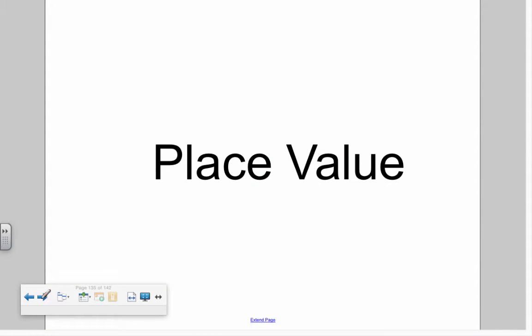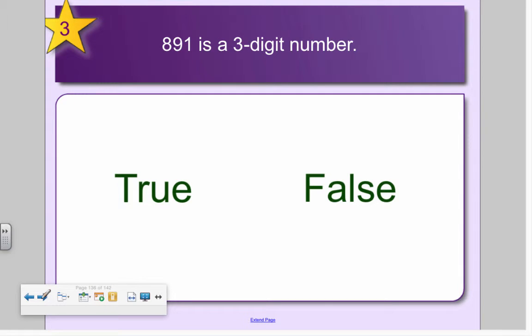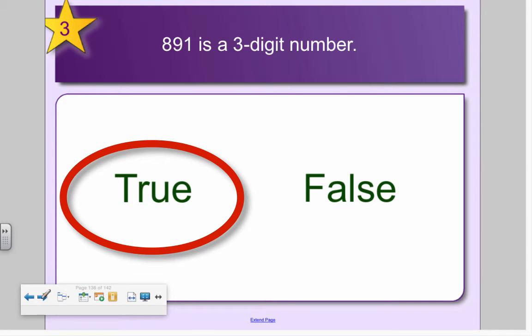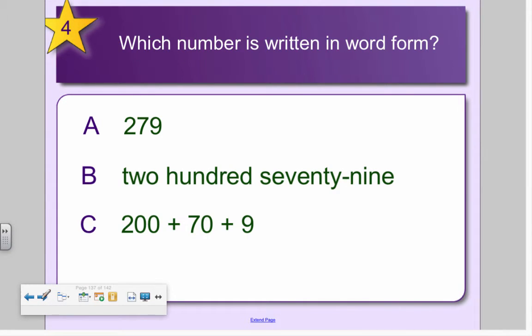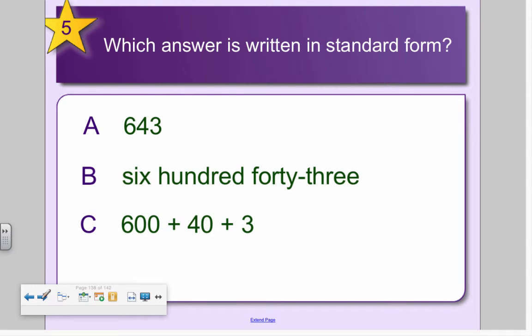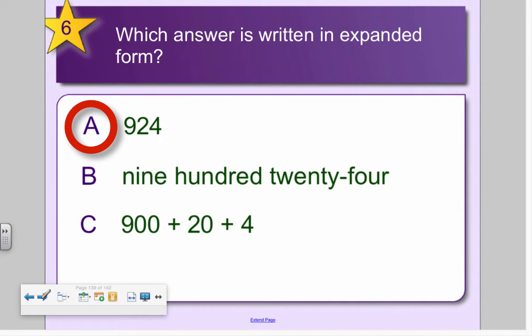Let's quick review place value as well. 891 is a 3-digit number. True. Which number is written in word form? B. Which number is written in standard form? A. Which answer is written in expanded form? C.